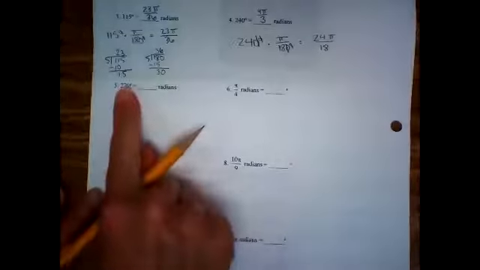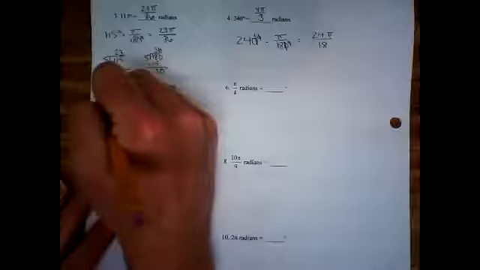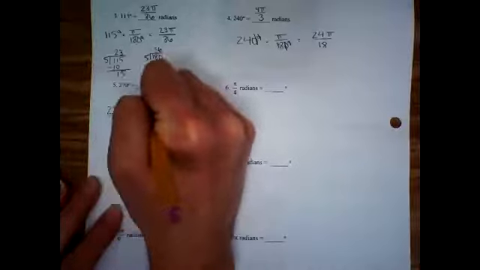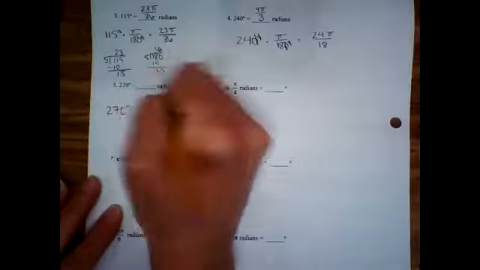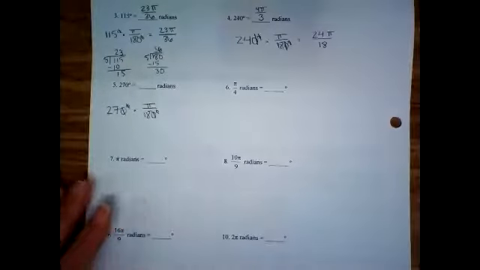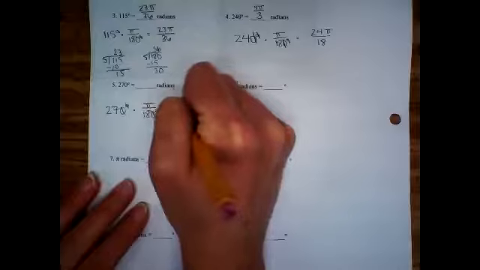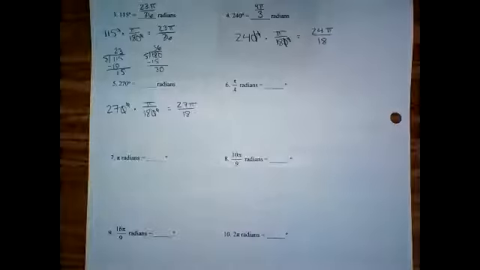And then number 5 is going to be an easy one again. How can I tell from looking at that it's going to be easier? Yeah, it ends with 0, so the zeros are going to cancel. Take your 270 degrees, multiply it by pi over 180. The degrees and the zeros are going to cancel. You get 27 pi over 18.